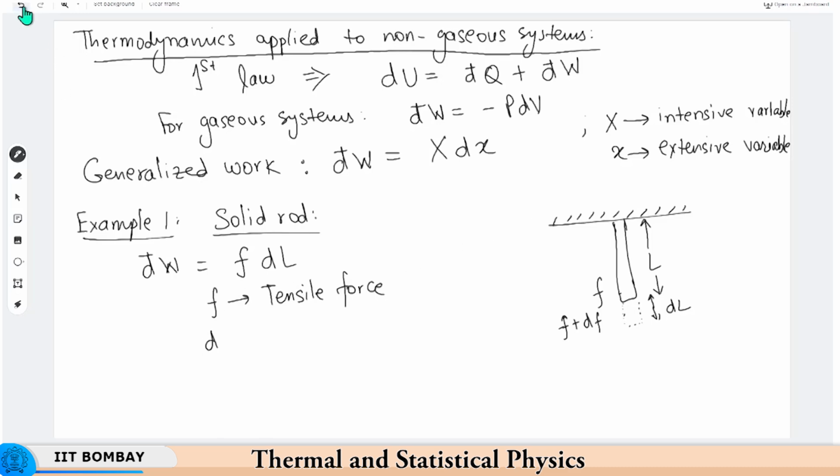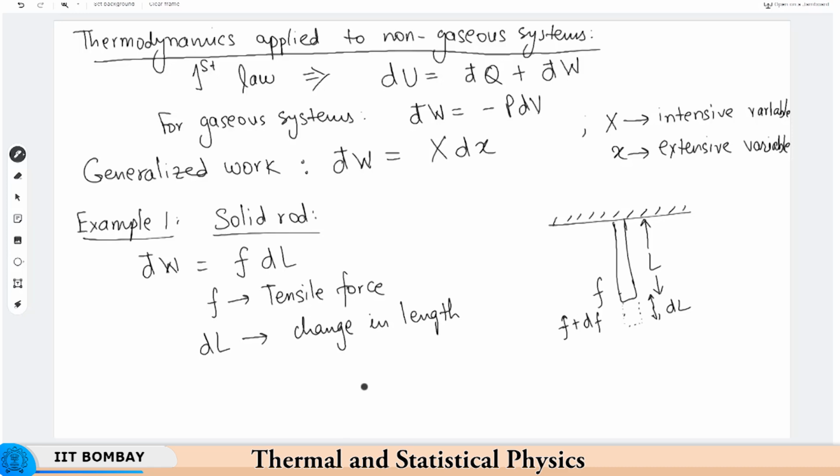Whereas dl is the change in length. So, this is how F and L play the roles of capital X and small x for such a generalized force.